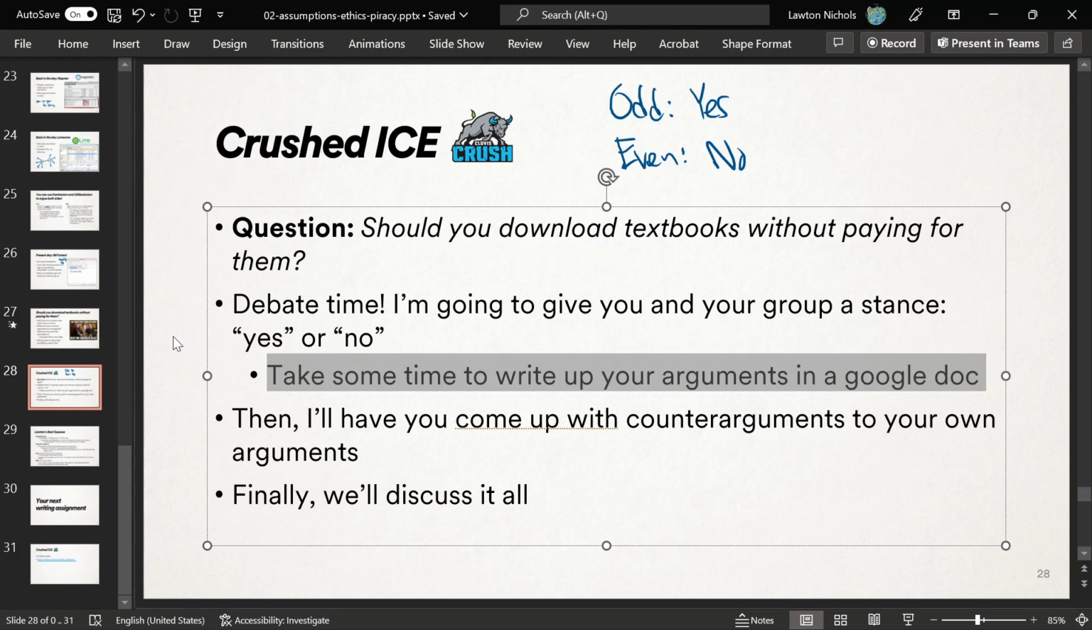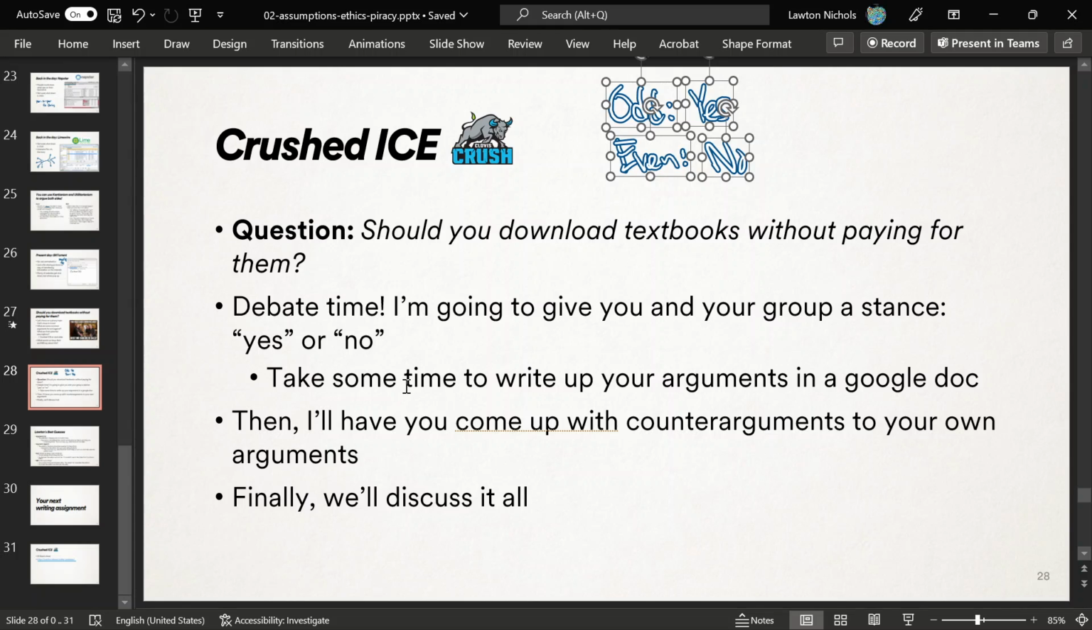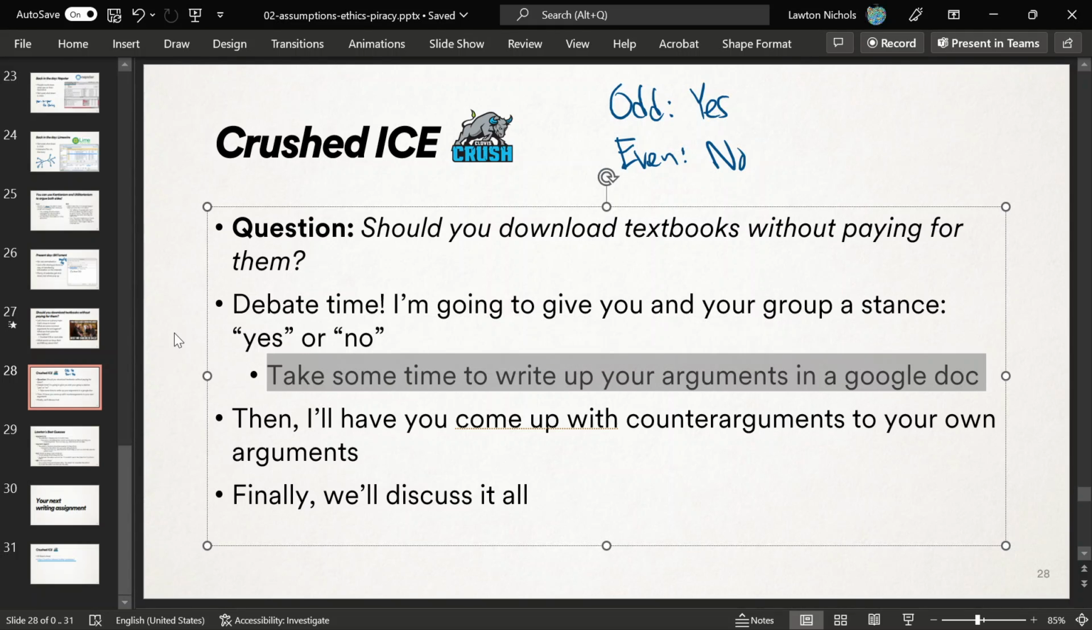Are there any questions about this question? I'm giving you a stance. I would like you to come up with as many arguments as you can for your stance, given your group number and what I'm telling you to do. So just come up with the arguments right now. We'll deal with counter arguments after we come back and look at the arguments. Okay?